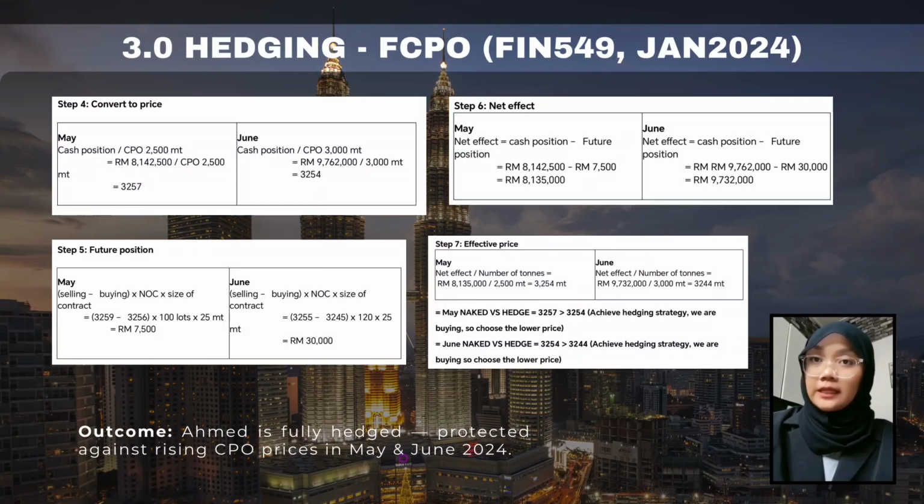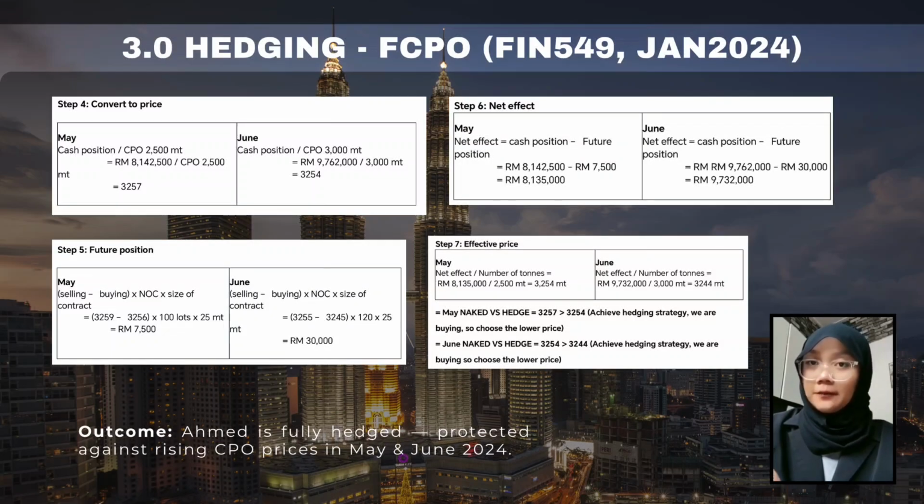Next is for the step 7, effective price. And finally, let's get the cost per tonnes after hedging. For May, 8,135,000 divided by 2,500 tonnes and we get the answer 3,255 ringgit. For the June, 9,732,000 divided by 3,000 equals to RM 3,244.